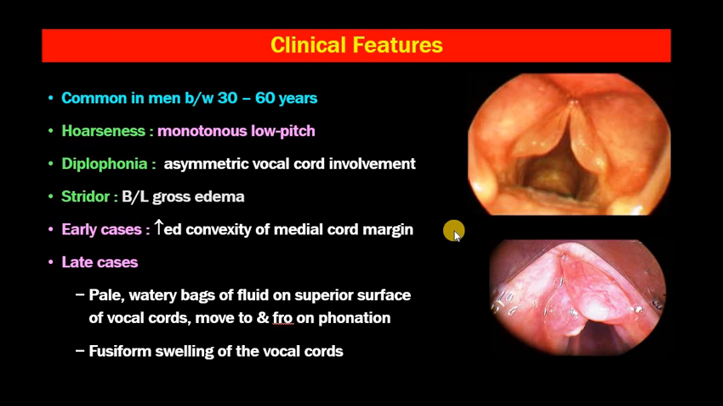In early cases, there may be increased convexity of the medial vocal cord margin, and in late cases, there may be pale, watery bags of fluid on the superior surface of the vocal cords, as already told, which move to and fro on phonation. There will be fusiform swelling of the vocal cords. This is the fusiform swelling. You can see here. We can see a bag of fluid appearance.